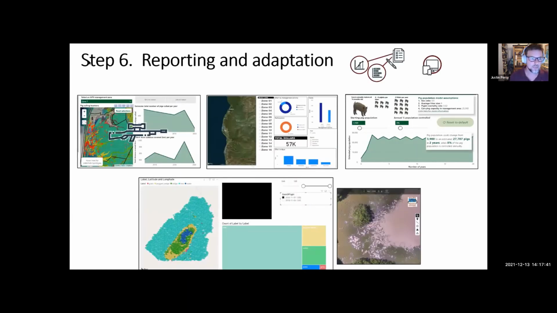So we get to the last step now, and it's step 6, reporting and adaptation. We want to take that data and put it into some sort of summarized form, and we want to use that to adapt what we're doing, or to at least better understand how effective some of that work is.